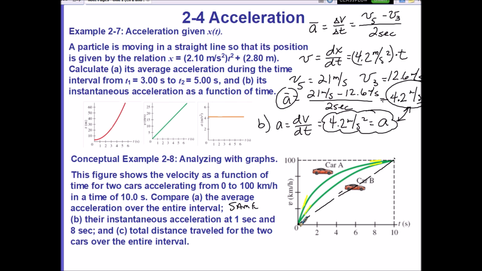So there we go. That completes the lesson on section 2.4 for both general physics and AP physics. Hope you enjoyed it.